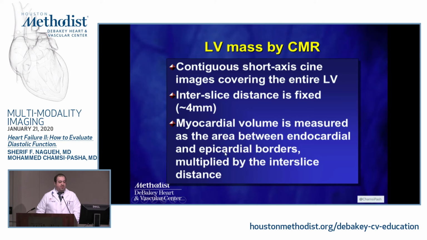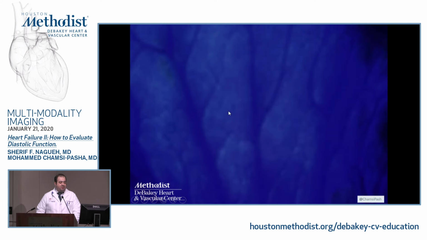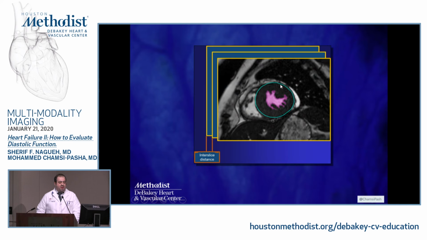So the way we do LV mass on MRI, we're not restricted by any geometry. We acquire contiguous short axis images through the entire LV. We have a fixed slice distance. And if we see here on this image, we can trace the epicardium contour along with the endocardial contour.